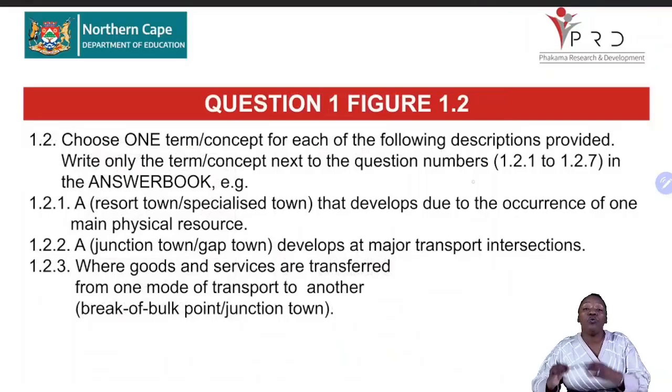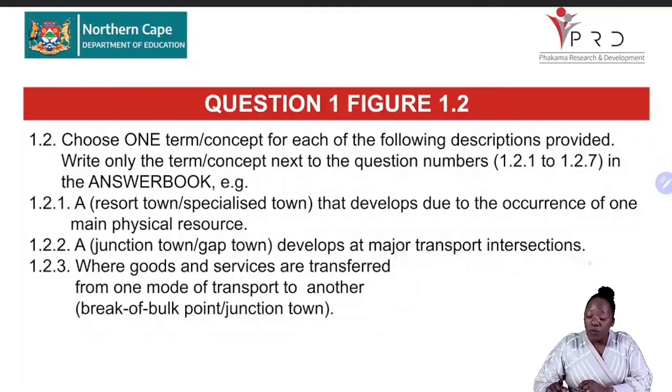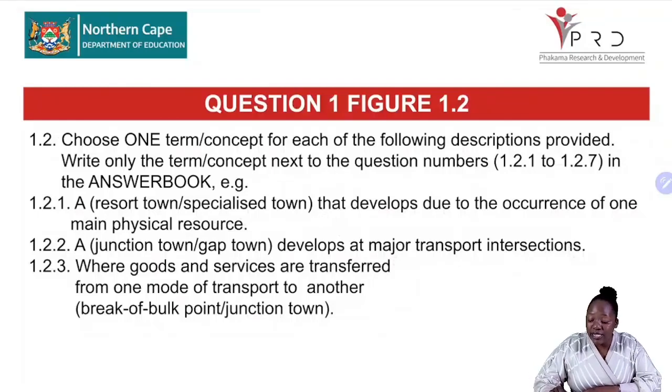1.2.1, 1.2.2, 1.2.3, you write them in a sequence. You are given two terms in the bracket. You need to choose one to make the statement correct. A resort town or a specialized town can develop due to the occurrence of one. Again, we said you need to underline the keywords as well as the action verbs. So here we are looking at the town that is going to develop due to the occurrence of the one main physical resource.